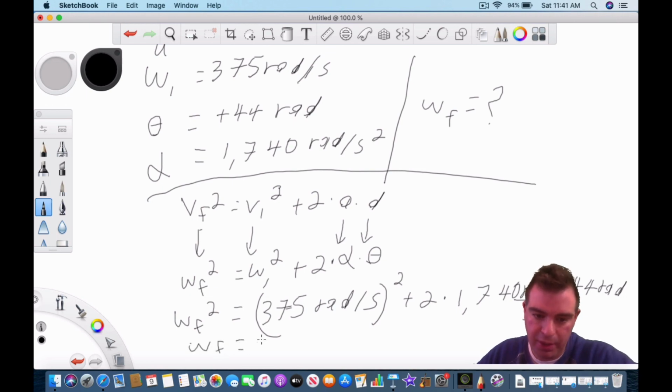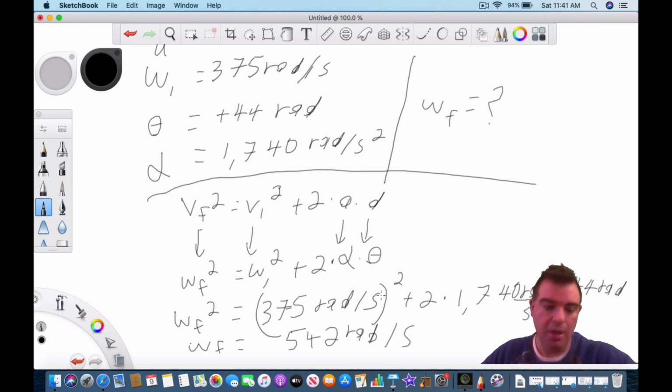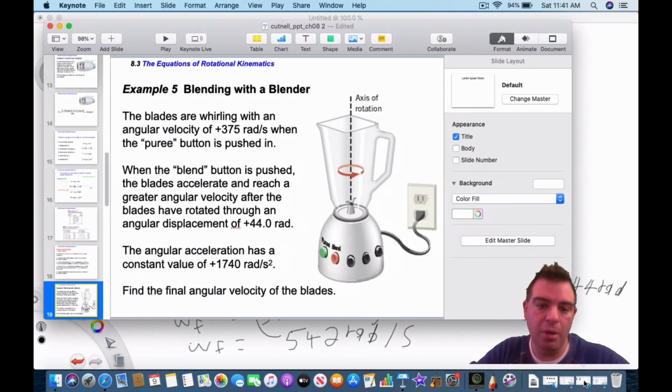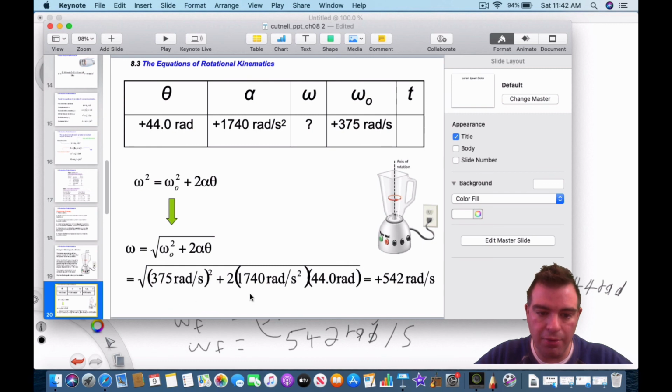I think we've done enough problems in class. I'm pretty sure you guys can do this on your own. You can pause the video and do this on your own. But I think everybody would agree that we're going to find about 540-ish, 542 rad per second. And let's just double check. And here is the problem. We said 542. Notice how it's rad per second. And if we look at this, it is 542 rad per second.